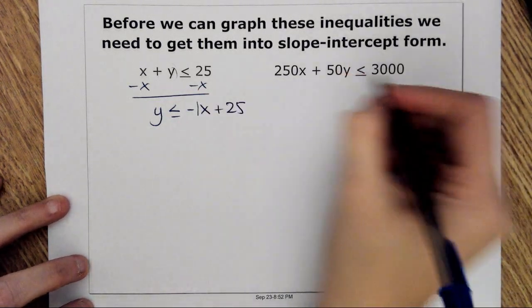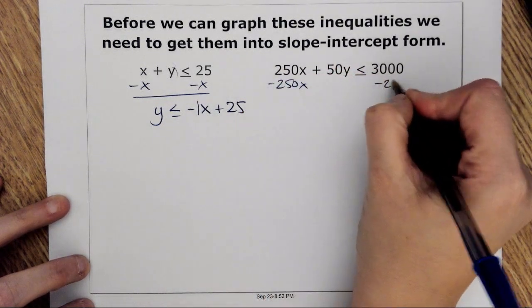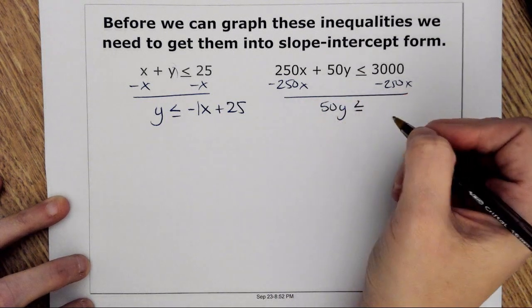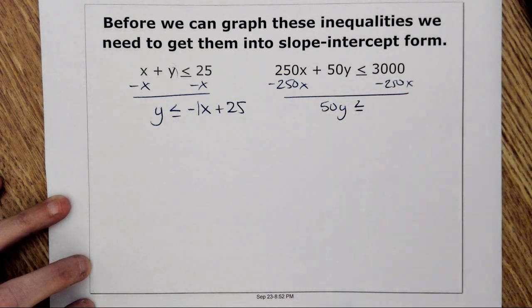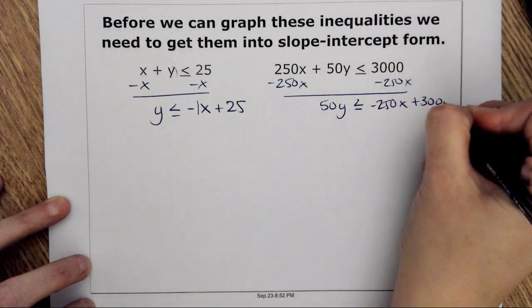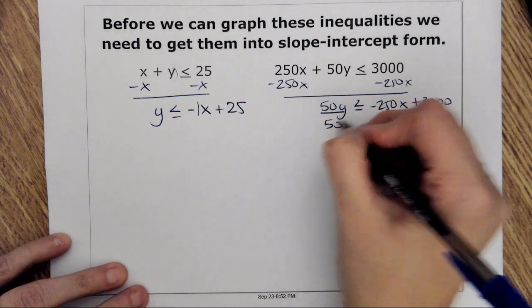Okay, for this one, same thing. I want to get the y by itself. So I'm going to subtract 250x from both sides. I have 50y less than or equal to negative 250x plus 3,000. Okay, so now I need to divide everything by 50.